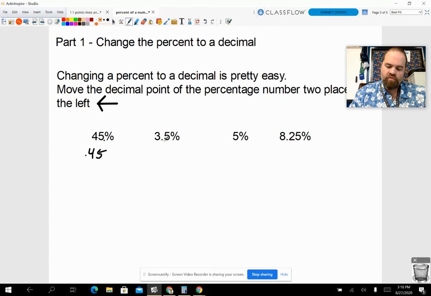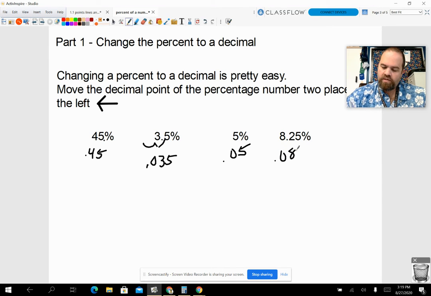3.5%, again, move that decimal point 2 places to the left, and that's going to jump it to 0.035. 5% would become 0.05, and 8.25%, that's like a percentage rate you would see on a loan or some sort of sales tax. It would be 0.0825. Okay. Again, 2 places to the left every single time.